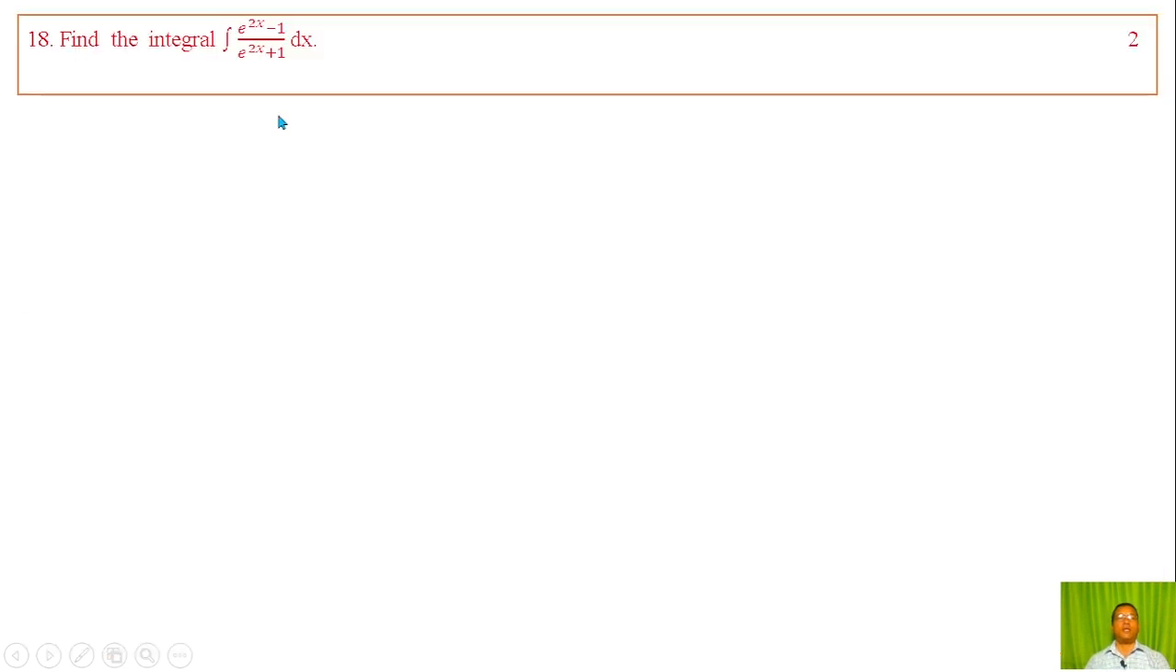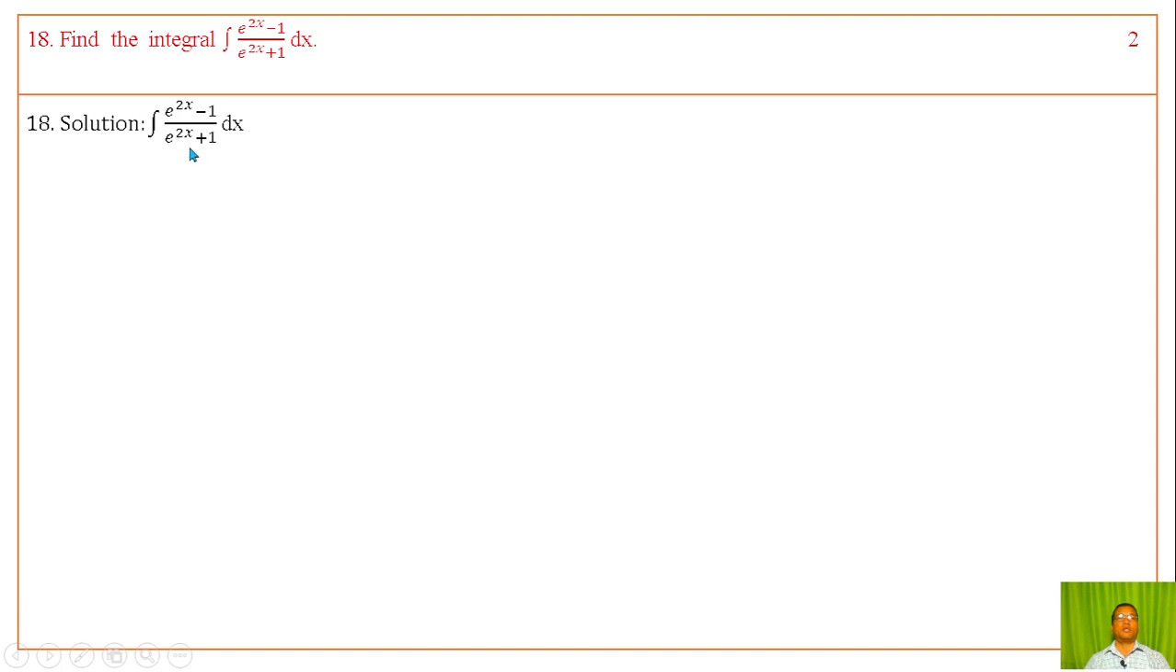So I can find the integral of this. E to the power x, e to the power minus x. Now, the denominator, the numerator is the derivative: the derivative of e to the power x is e to the power x, and the derivative of e to the power minus x is minus e to the power minus x.